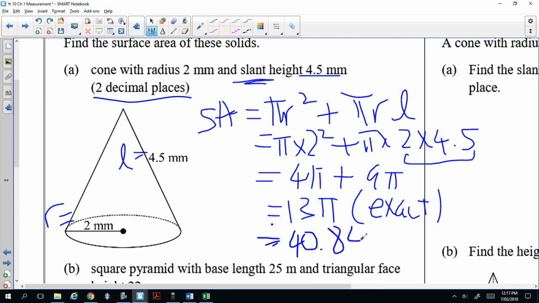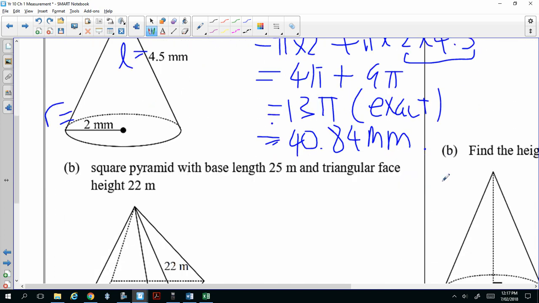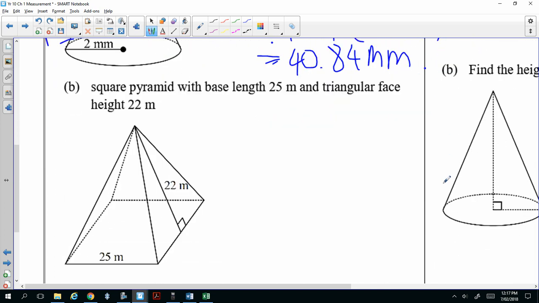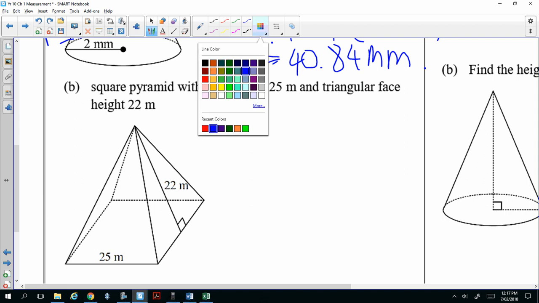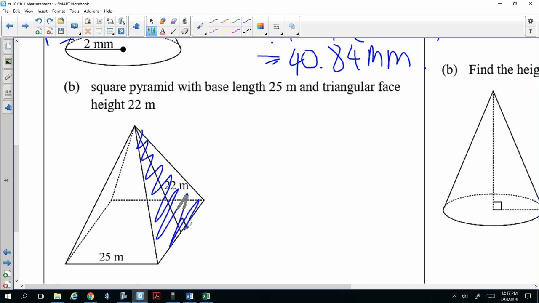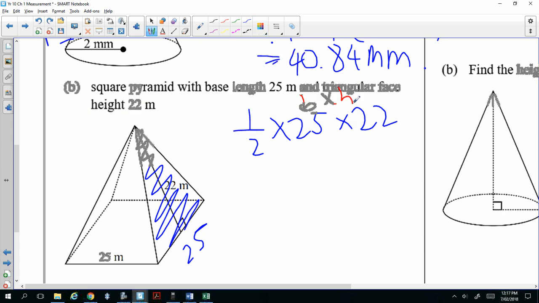Pyramid will be even easier to do. You don't have to use a formula, because for a pyramid, you just find the area of the triangles, right? Because there's no curve bit. So this is a square pyramid, so all the triangles have the same area. So let's find the area of one triangle, which is half times base, which is 25, times 22 height. So I'm just writing the formula, B times H times half. And because there are 4 triangles, we have to times by 4, right? 4 triangles. And then you have to plus the area of a square at the bottom.